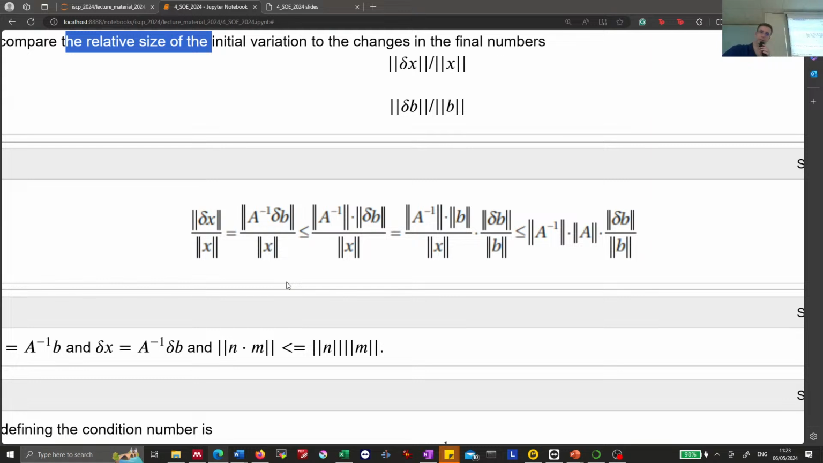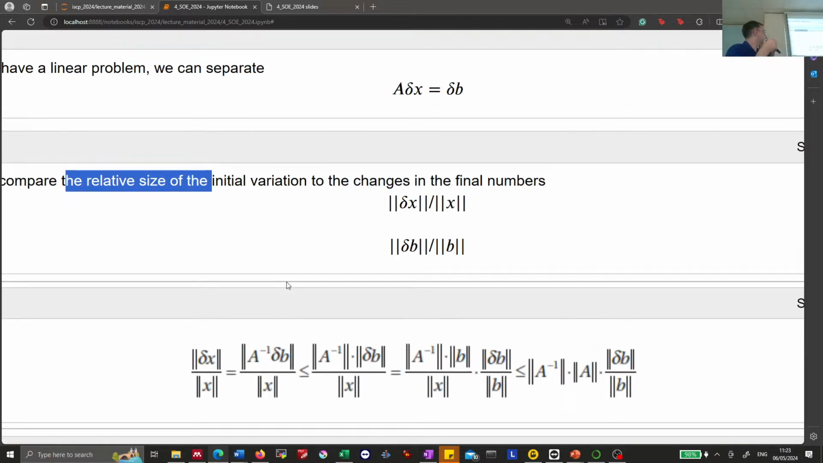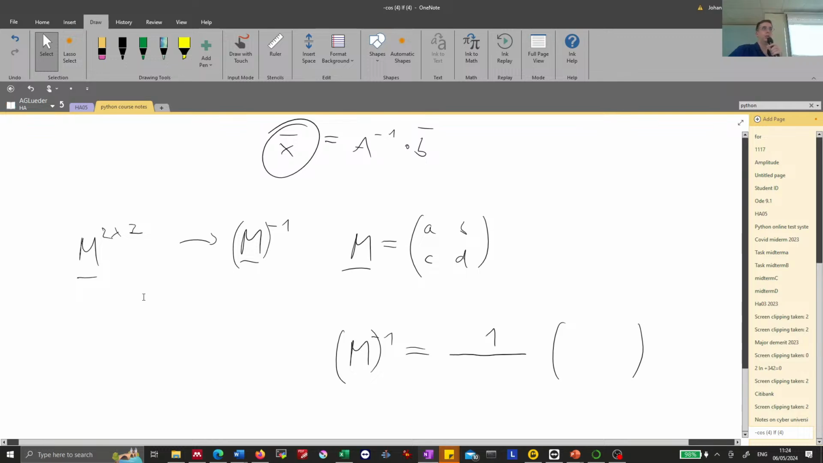So how do we read this? Well, we start with delta x divided by x. Note that here are absolute values, so we don't have to distinguish between plus and minus. Now, delta x should be equal A inverse times delta b. Do you know why? Well, because we are still having a linear theory here, right? So we just can say A times delta x equals delta b. If we multiply this from the left with the inverse of A, then we get delta x equals A minus 1, the inverse of A, times delta b. So far, so good. You can follow.